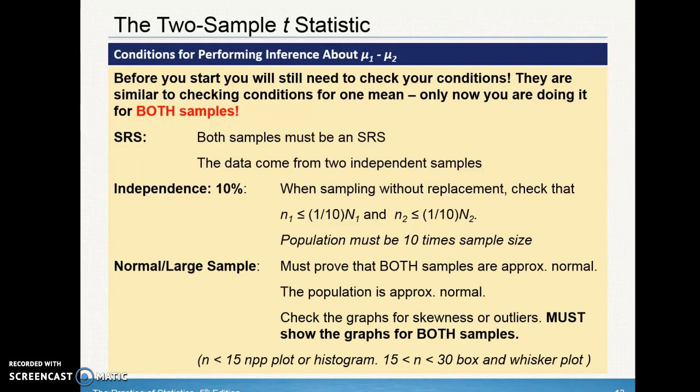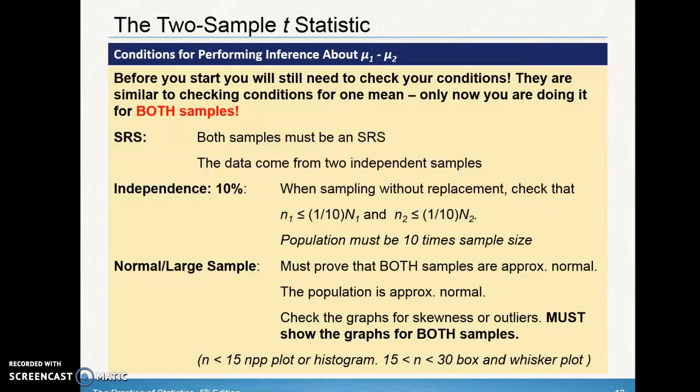Also, since I have two independent populations, I have to be able to prove that both samples are approximately normal. The population for both of them can be approximately normal, or, okay, if you have a sample size that's less than 30, remember, greater than 30, you can use the central limit theorem. If it's less than 30, you're going to check the box and whisker plot for skewness or outliers, or you're going to check the normal probability plot, making sure that it's linear, okay?